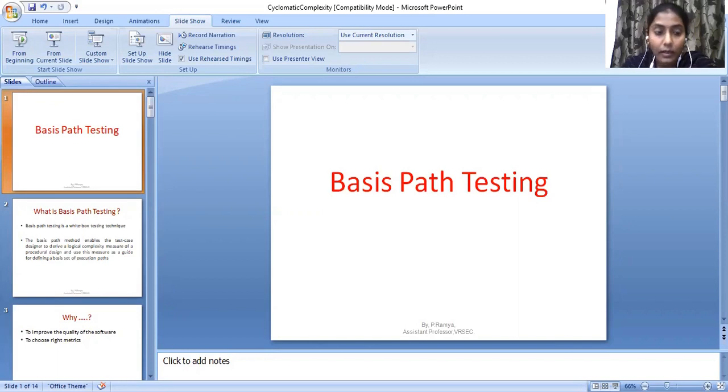Whereas on the other side, white box testing is a software testing method in which the internal structure, the design, and the implementation of the item that is being tested has to be known to the tester. This is the major difference between these two types of testing. So coming to basis path testing, it is one of the techniques of white box testing. As I said, white box testing means the tester has to know the design, the implementation, or the entire logic or the code behind the item that he is testing.